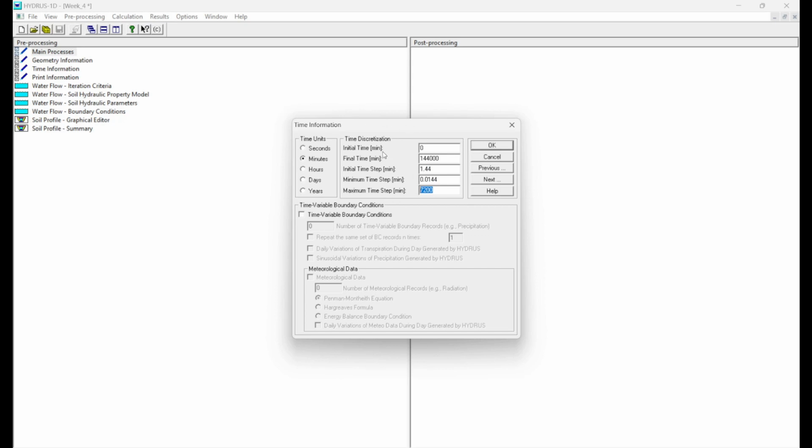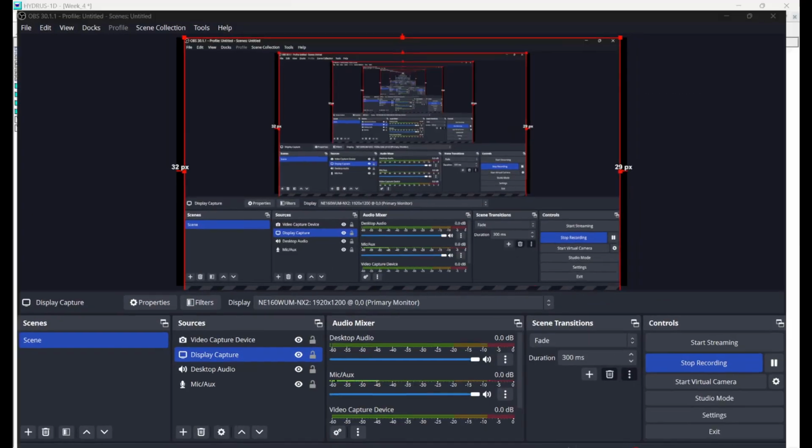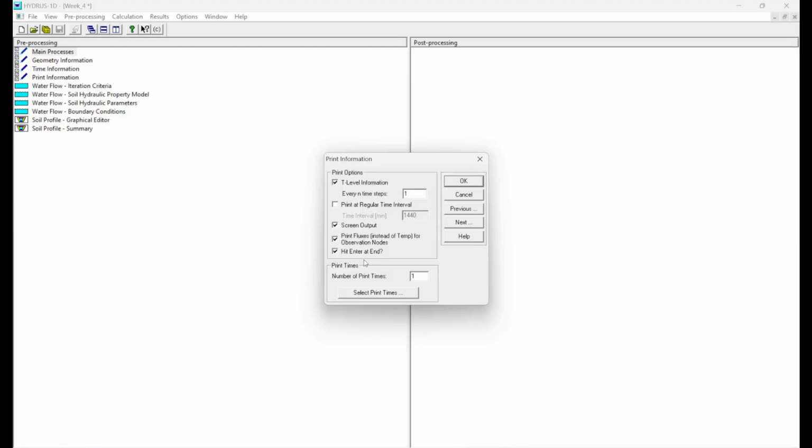So these are the time information used for the simulation, and then you can also use the boundary condition. Those are time variable boundary conditions, which change with time. Okay, and I'll just leave it at default again, and we will see what the next settings are. So we are here in the time information. If we click next, we come to the print information. In the print information, we have several options here.